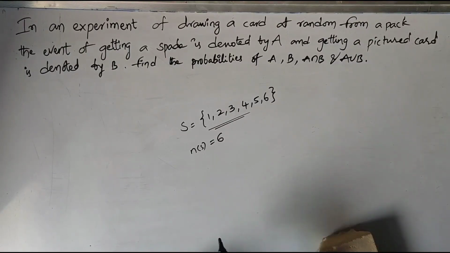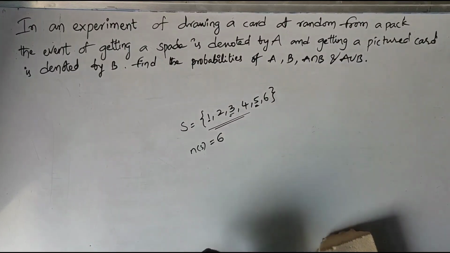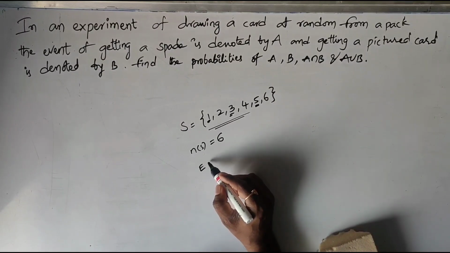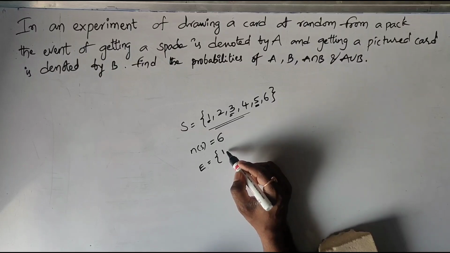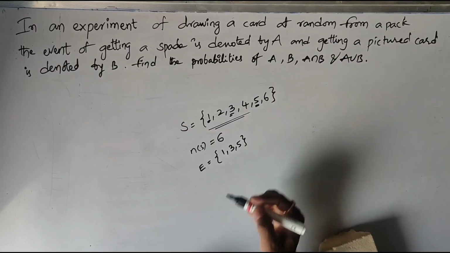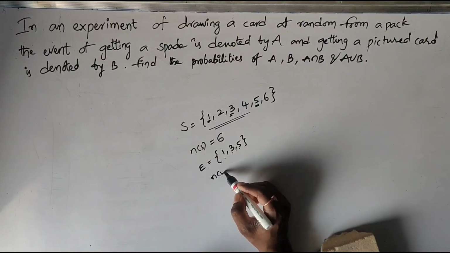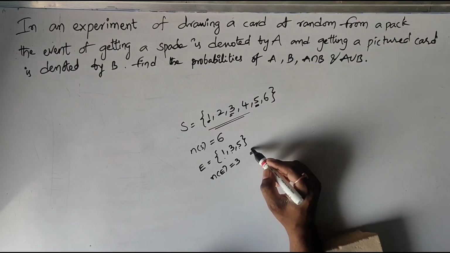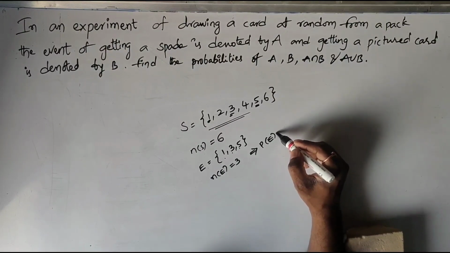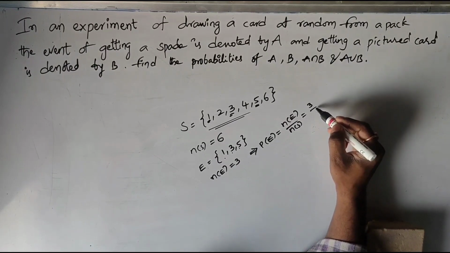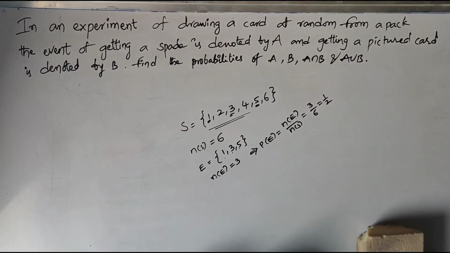Suppose we are throwing a die and getting 1 or 3 or 5. That means odd numbers. Let E be the event of getting an odd number on the face of a die. We have only 3 favorable cases, so N of E equals 3. The probability of event E is N of E by N of S, that is 3 by 6, which is also 1 by 2.